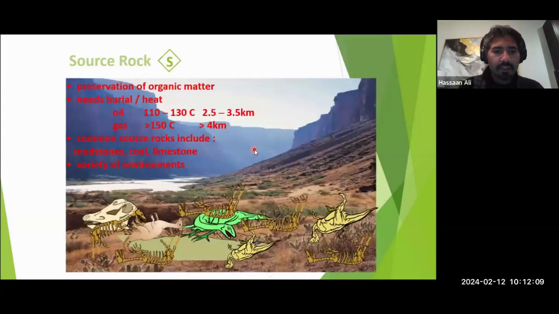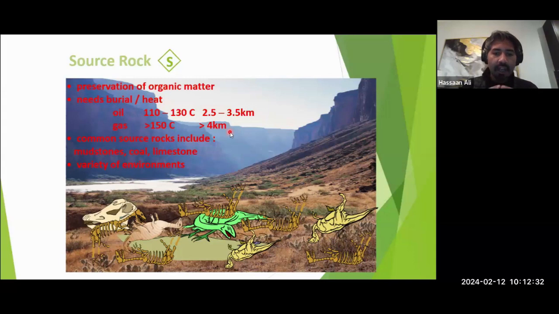So source rock is primarily your limestones, your shales, in which the organic matter is preserved. And then for conversion to oil, usually it takes 110 to 130 degrees Celsius. And this can be under a depth of 2.5 to 3.5 kilometers. And usually you will find that oil and gas actually occurs within a depth of 2 to 3 kilometers.